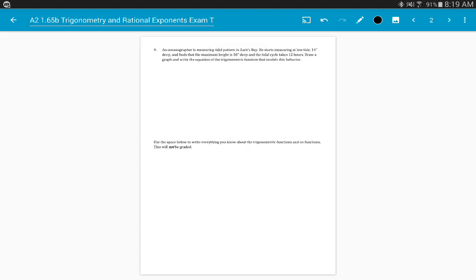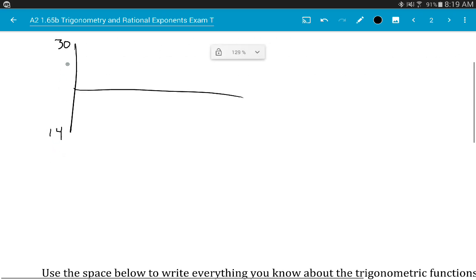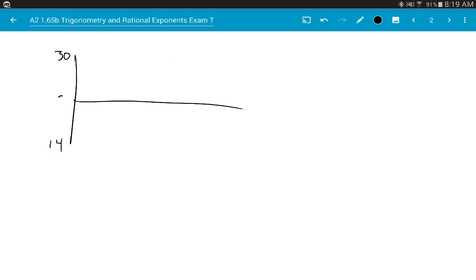All right, moving on. 9, an oceanographer is measuring tidal patterns in Zack's Bay. He starts measuring at low tide, 14 inches deep, and finds that the maximum height is 30 inches deep. So let me start with the diagram. Maximum height, minimum height, 14 and 30. If I add those together, I get 44. I think that means my middle is 22. Let's see if that's right. This is plus 8. Yep, that makes sense. And this is minus 8. Yep.